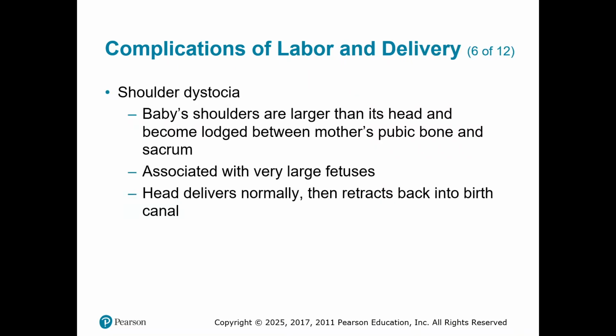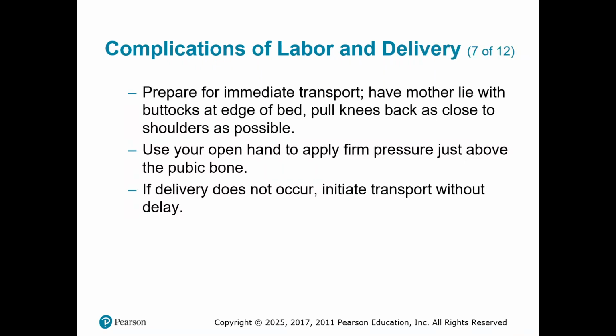All right, and then we have shoulder dystocia. The baby's shoulders are larger than its head and become lodged between the mother's pubic bone and the sacrum. Associated with very large fetuses, the head delivers normally, then retracts back into the birth canal. We're going to prepare for immediate transport.